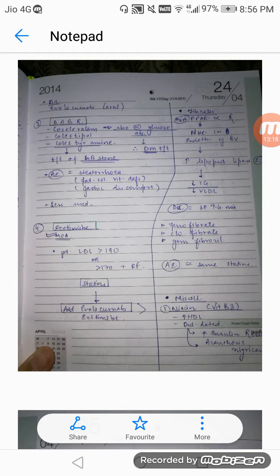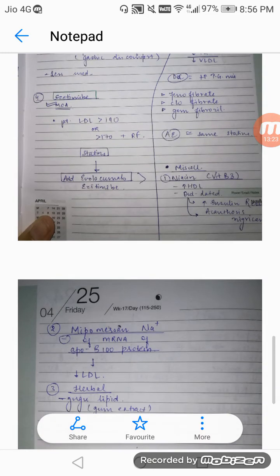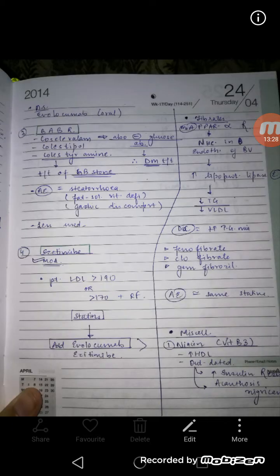Now the fourth class which is left with us is ezetimibe. For that I'll show you a diagram. Right now let's go for fibrates.